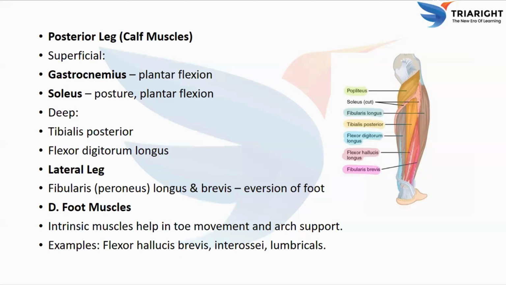So the superficial muscles are the gastrocnemius. Gastrocnemius is a large visible calf muscle. It has two heads, one medial, one lateral. So what is the main function of the gastrocnemius muscle? It's plantar flexion, for example, tiptoe movement. It also helps in knee flexion because it crosses the knee joint.